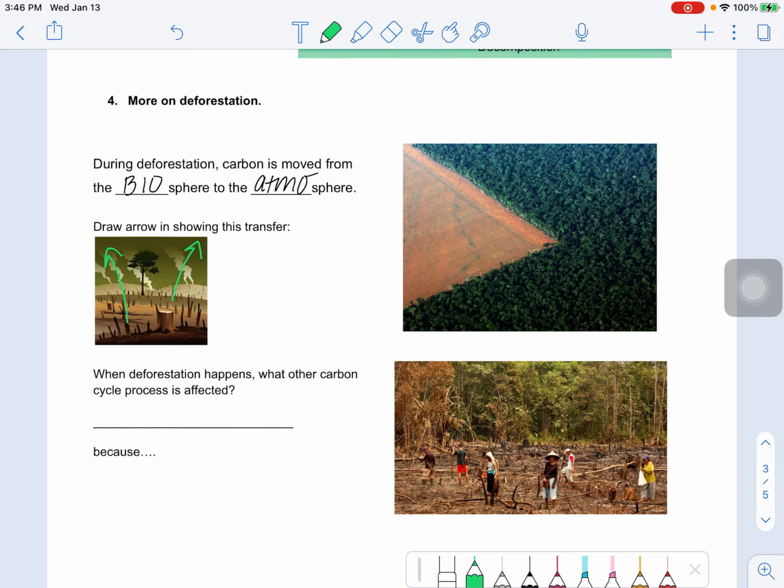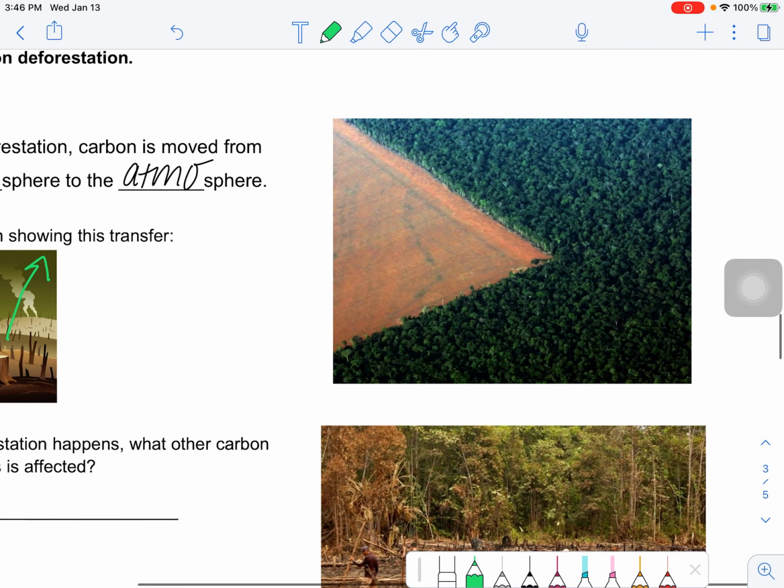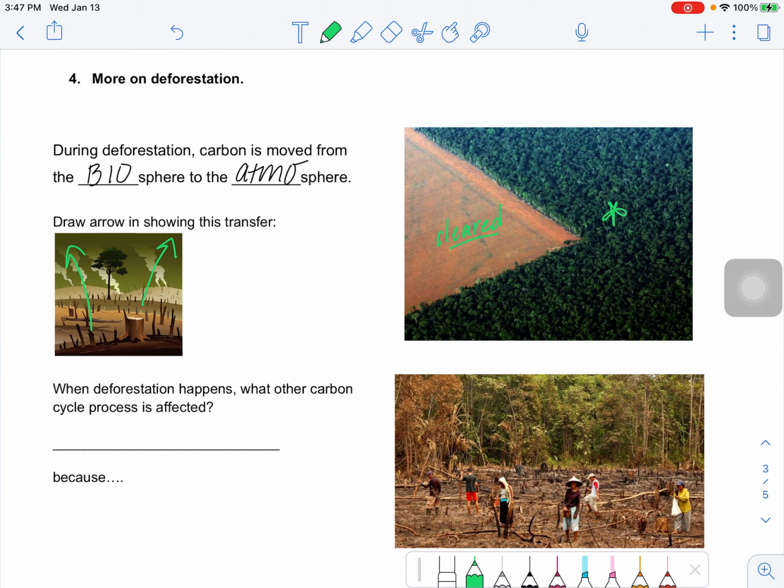And this is happening mostly for land use. So this is a really impressive picture of obviously a typical forest over here. And this whole area used to look like that, but it's been completely cleared out for land use. So here's what we have to think about: when this is occurring, it's not only that we're adding more carbon to the atmosphere, but now we're also impacting another carbon cycle process simply by removing the trees.